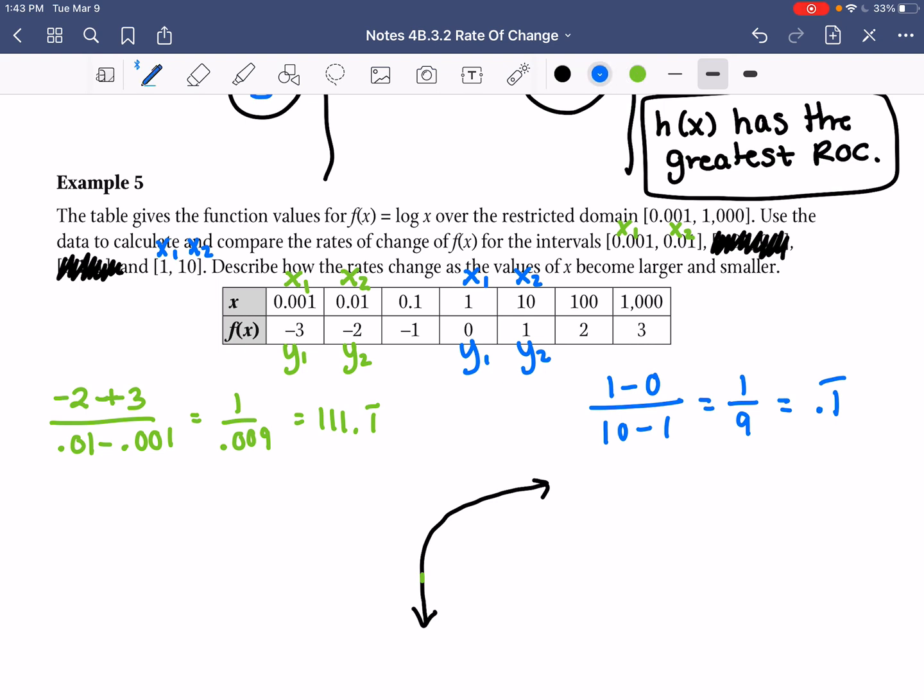Over here, this one has a slope of 0.1, rise 1, run 9. So that was like over here from 1 to 10. That one's not as steep, right? So at the beginning, this interval is really steep. Over here, this one is not as steep. So the question just says, describe how the rates of change of the values of x become larger and smaller. We're just going to say as x becomes larger, the rate of change becomes smaller.